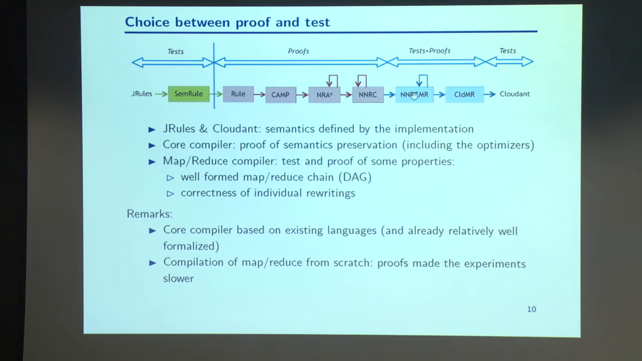Then when we introduce the model of distribution, here we used a mix of proof and test. And so for some properties, like doing some optimization of element in the map reduce chain, we proved correct the fact that we were able to merge 2 map reduce chains, but we did not do the proof that we can apply multiple optimizations at the same time.